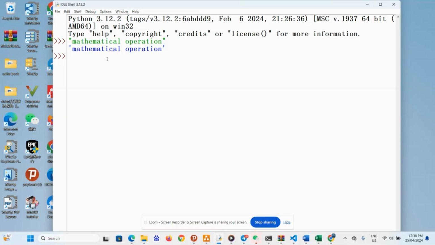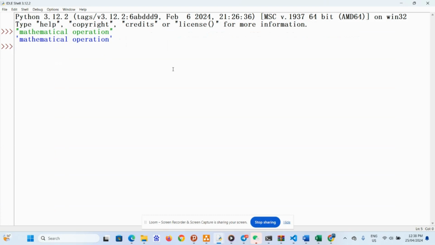We worked on addition and subtraction. Today we are going to do something further, but we are still under mathematical operation. So what are we going to do today? We are going to work on absolute value and trigonometry. Those are the two aspects that we are going to work on today.